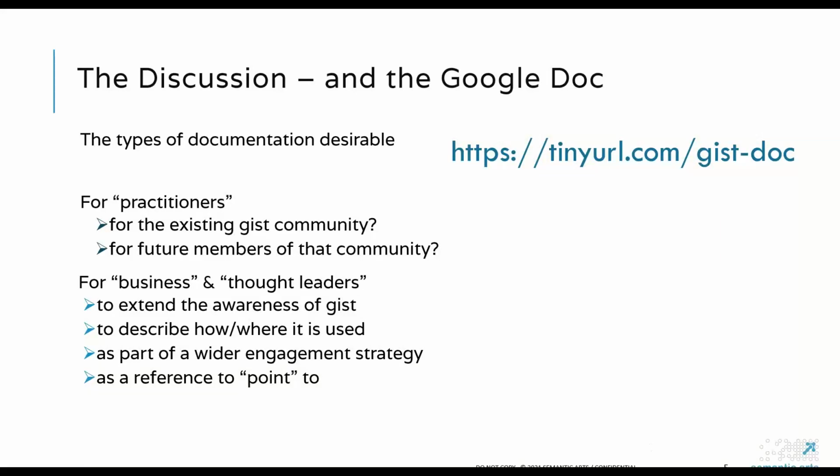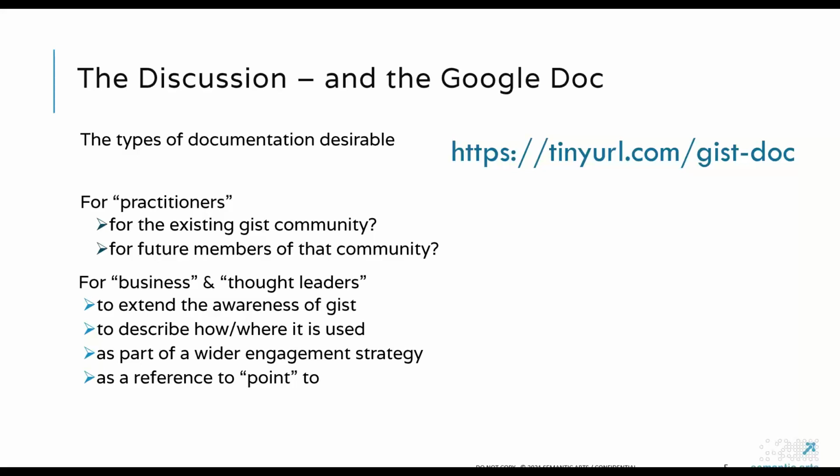So this is really the discussion that I think we should have, but I'm very happy to change it if people think that the discussion should be along slightly different lines. But I think what we need to be looking at is what are the types of documentation that are desirable here for practitioners, and these are going to be really of two sorts. One of them is the existing GIST community, but the other is the future members of that community. How are we going to bring them in to the GIST community?